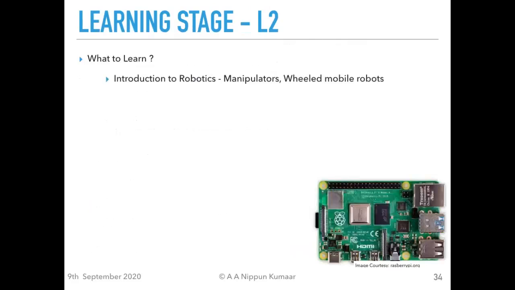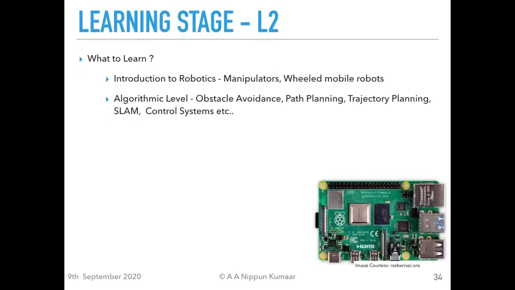This is where you start officially learning with an introduction to robotics course. There are a lot of introduction to robotics courses online, free of cost, which you can take. There, you will learn about manipulators and wheeled mobile robots. Those are the things you start off learning in the second stage. And then you concentrate on the algorithmic level. So far, I didn't use all these kinds of terms because L1 is just to get you started, get you motivated, and keep you on your toes in that area.